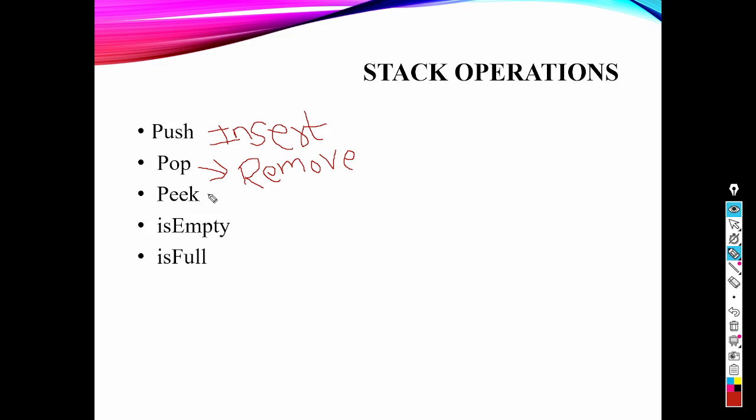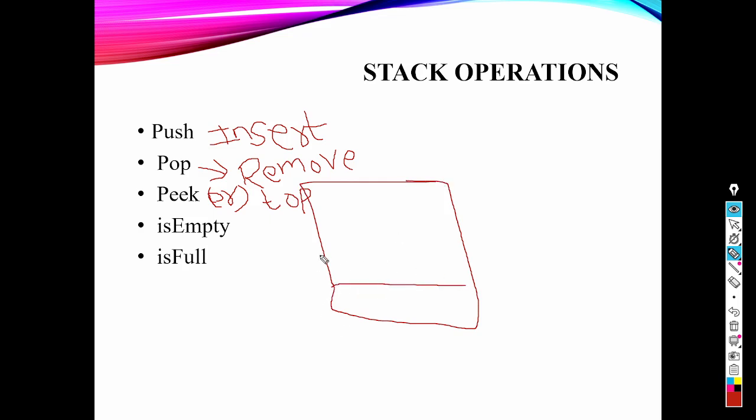Pop is nothing but removing an element from the stack. And there is a peek operation, or we can call it top. Peek or top will display the top element. It reports that the stack is empty whenever there are no items in the stack. This is called isEmpty. Now the stack is empty, so we can insert elements. Then there is full. For example, this is one stack: A, B, C, D. So what is the size of the stack? The size of the stack is 4.